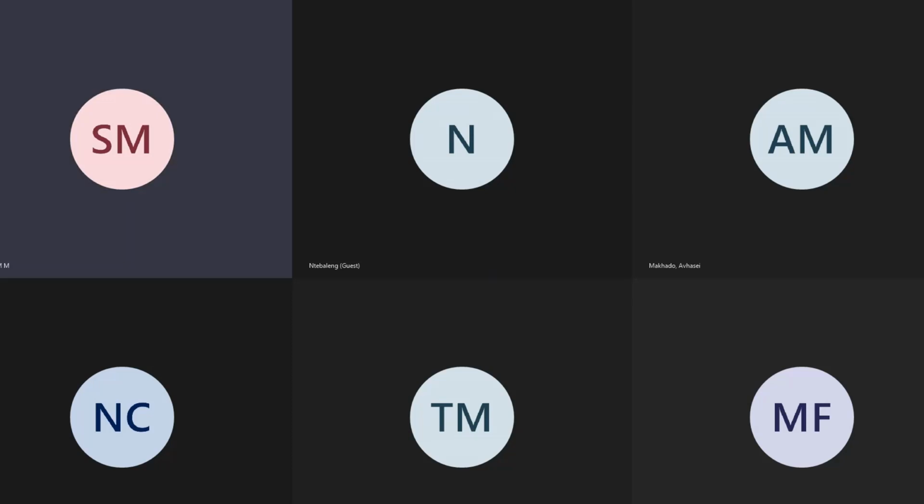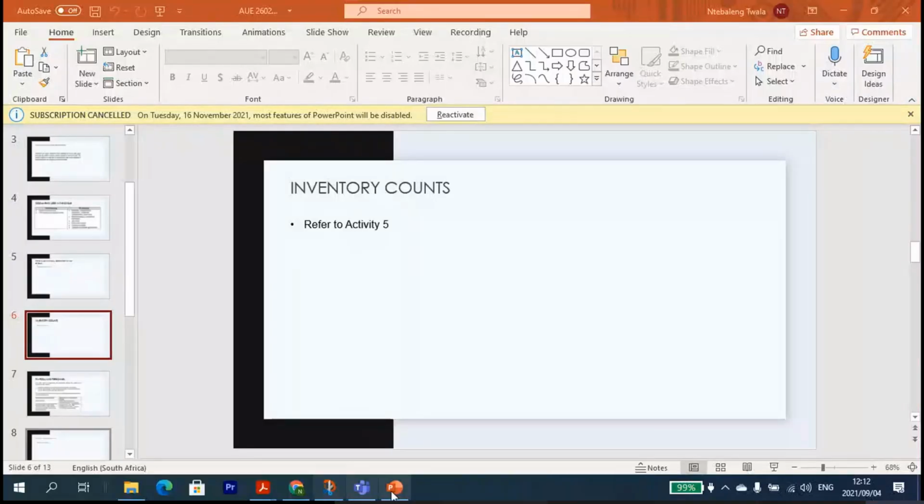Count teams will only be formally dismissed once the count is complete and all queries have been attended to. That's it. Thank you for that.